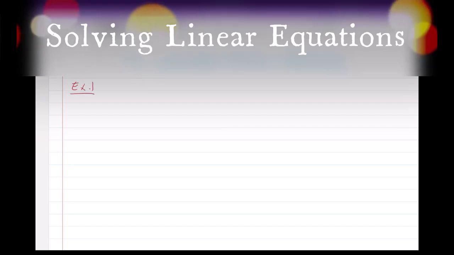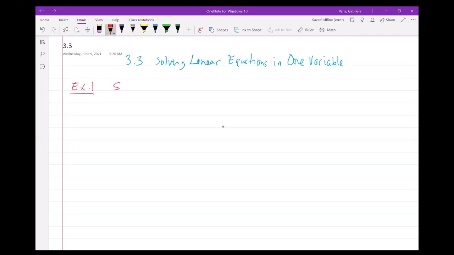First example. And we are solving. So the first one has 3a minus 6 equals a plus 4. So if we look here, we could put a line through here.